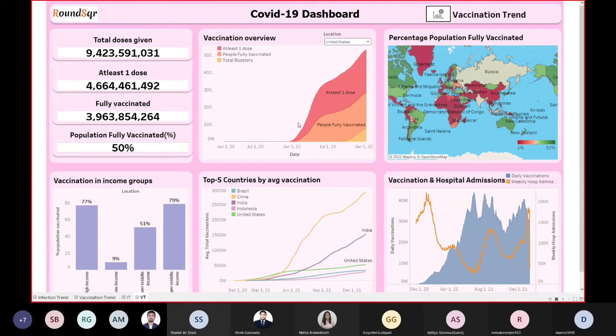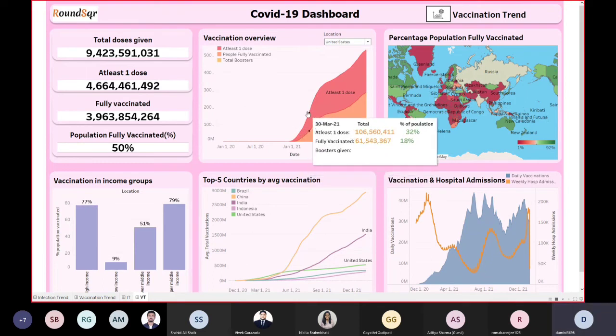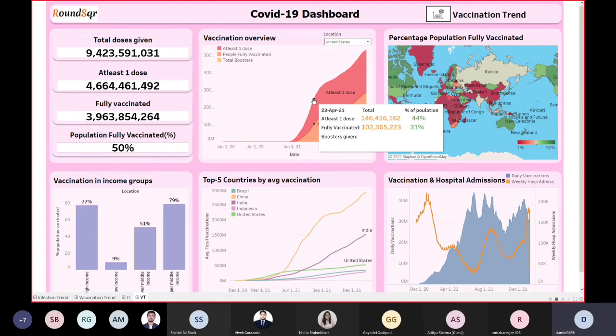Okay. So we can see the bigger area shows the one dose, below it shows people fully vaccinated, and last we have total boosters given. We can hover over it and check for the population.